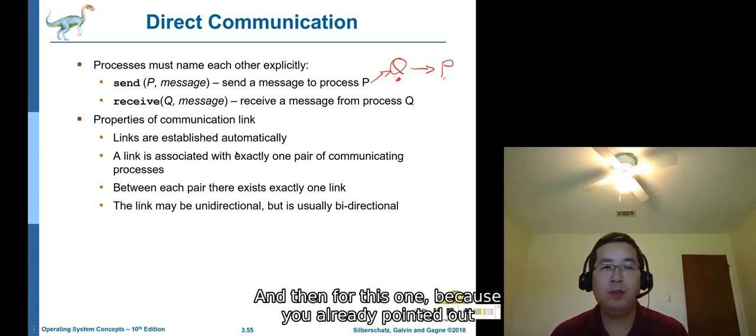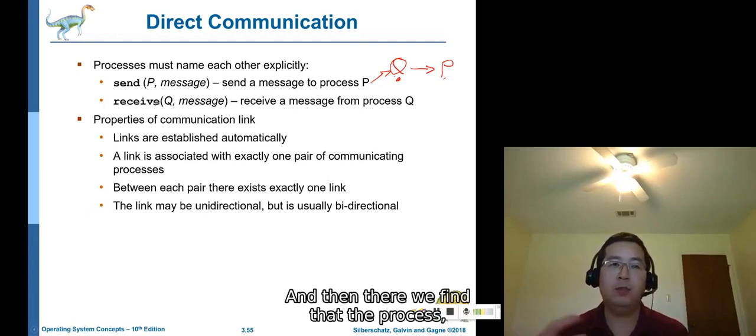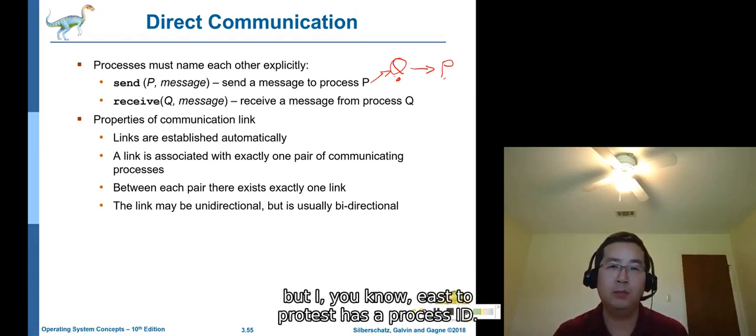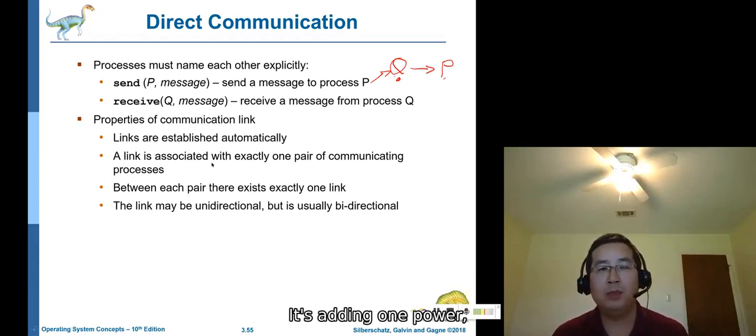And then for this one, because you already point out the receiver's or sender's message, the links will be established automatically. You just need to call the two functions, which are system calls, and then they will find the process because each process has a process ID. So it's automatic. A link is associated with exactly one pair, like from Q to P. Between each pair, there exists exactly one link.